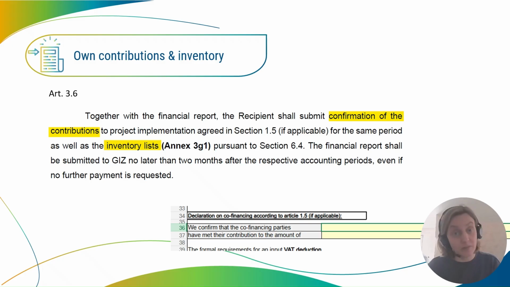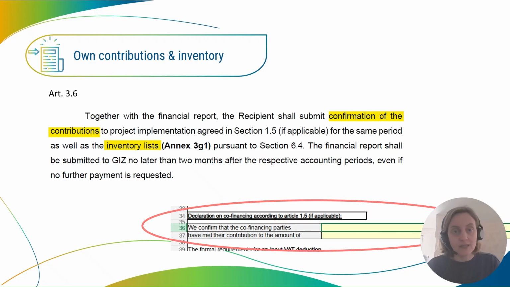Another thing to keep in mind is Article 1.5 of the contract. It's mentioned here in that red circle. And it says that if your own contributions are lower than what is stated in the contract, GIZ has the right to reduce its grant by the same proportion. So this is something where you can really lose funds if you don't pay attention. So keep that in mind. And don't forget, you also need to submit an inventory list with your financial report for any items purchased during the reporting period that have a value of over 800 euro.